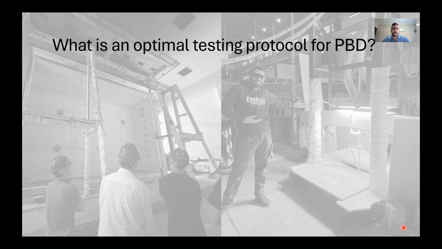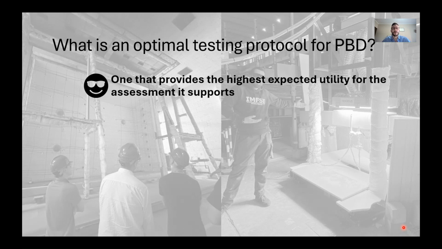So, what is an optimal testing protocol? The answer to this is actually pretty simple. That is a protocol which provides the highest expected utility for the assessment it supports. Or, put in a different way, if we were able to quantify the expected utility of a test before its actual execution, we could iterate over this quantification until the protocol is optimized. And at UGent, we develop a methodology that does exactly that.